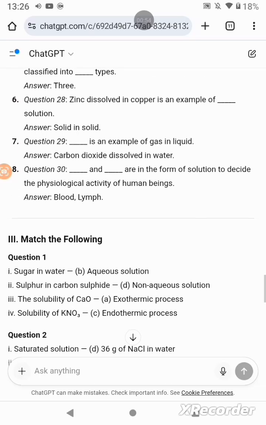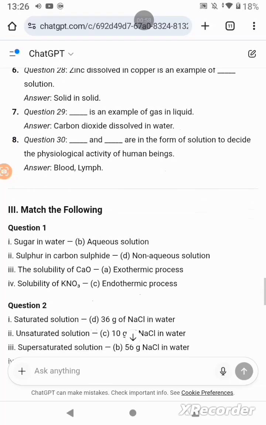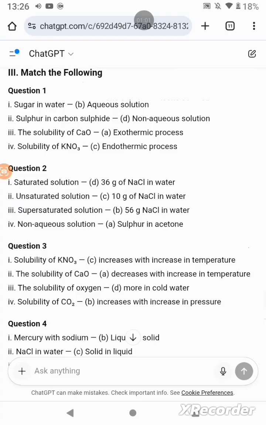Question 30. Blood and lymph are in the form of solution to decide the physiological activity of human beings. Answer: blood, lymph. Match the following. Question 1.